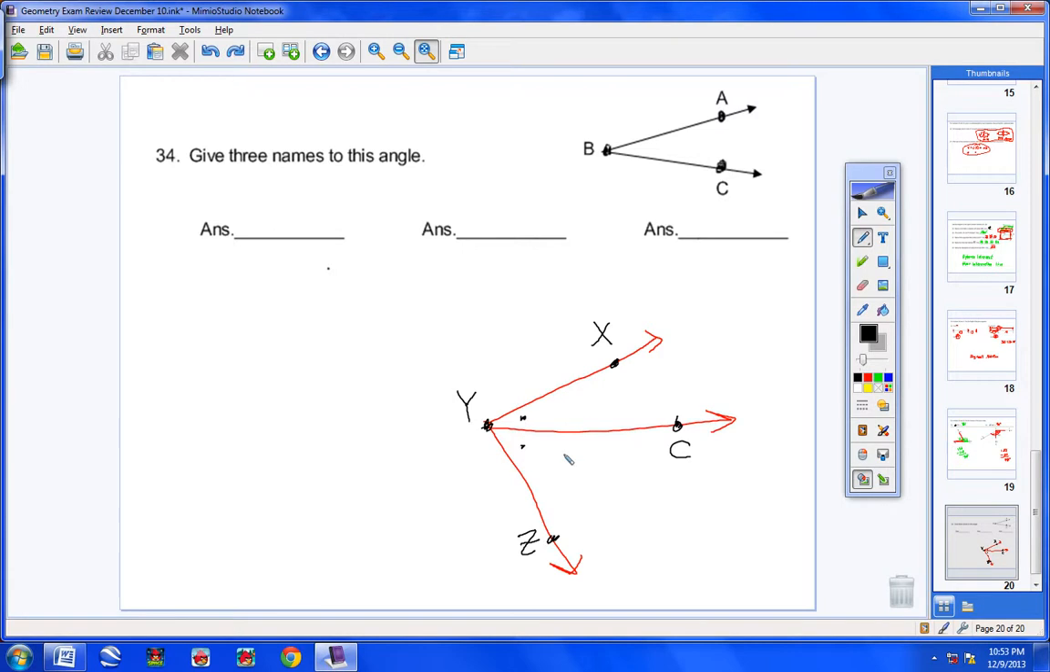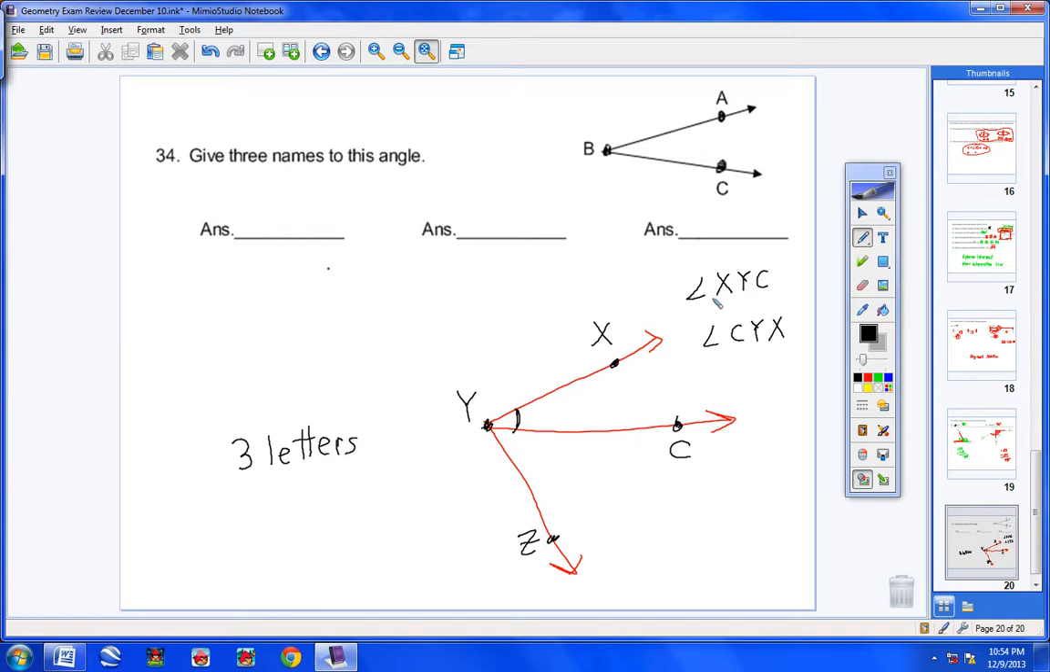So when there's confusion like that, listen to me, you have to use 3 letters to name your angle, because sometimes there's confusion. For example, this angle right here, I would call that angle XYC, or I could call it angle CYX. But no matter what, the Y has to be in the middle.